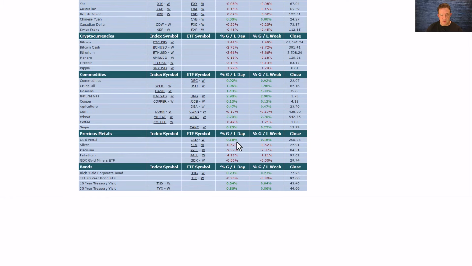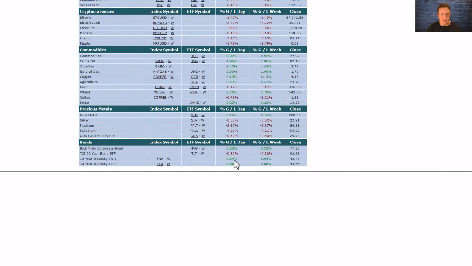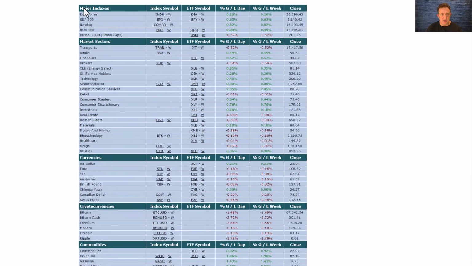As far as precious metals, gold was up today. Silver slightly down, but the miners were down. Again, this area is quite extended. If it wants to pull back here soon, wouldn't shock me. Again, we'll discuss that when we get to the charts below. And as far as the bond market, we continue to see the 10-year and 30-year inch up.